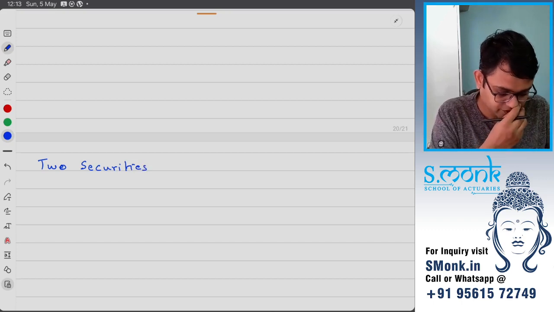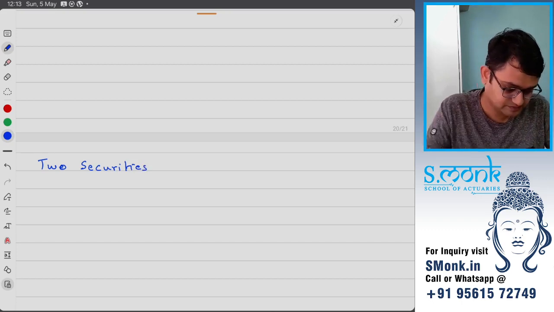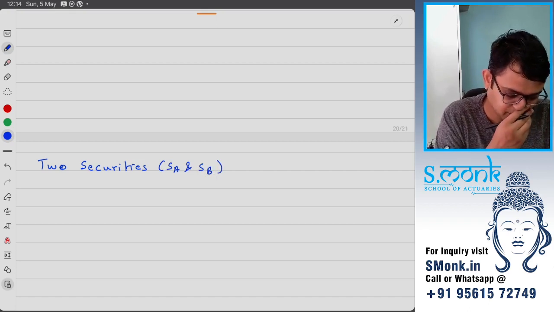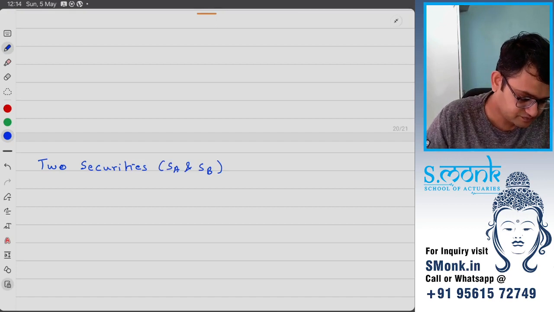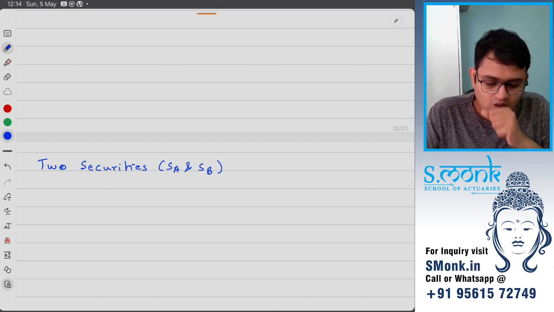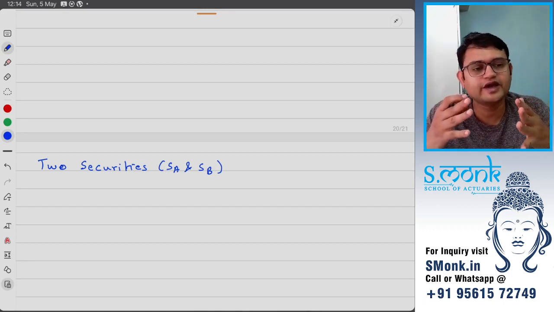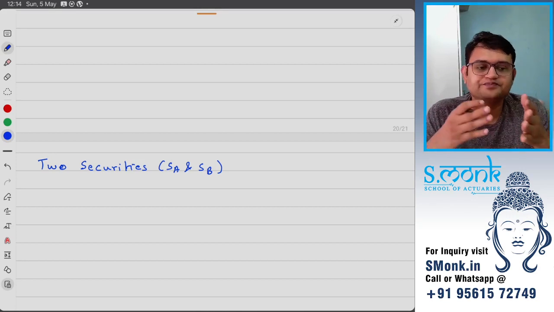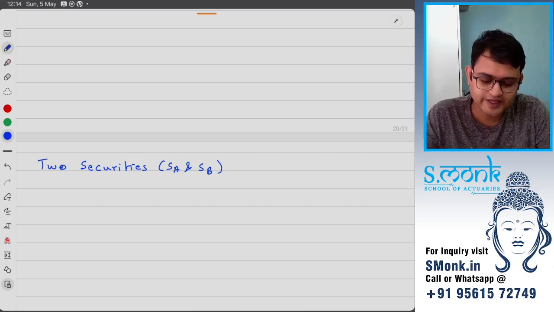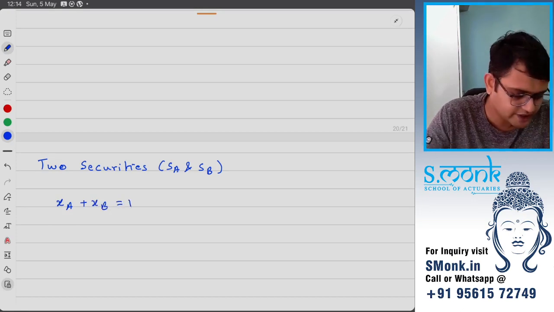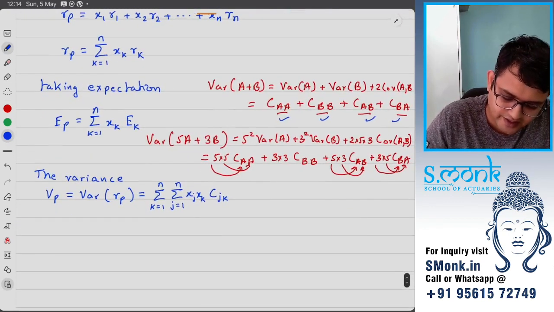So if we have two securities, let's say SA and SB. So same thing, the amount that I have invested in SA would be XA, amount I have invested in SB would be XB. So remember, first of all, XA plus XB will be equal to 1. You can write that also. Let's write that as well here.